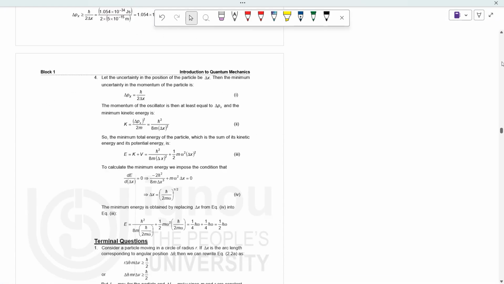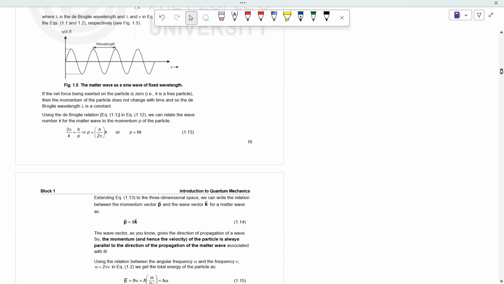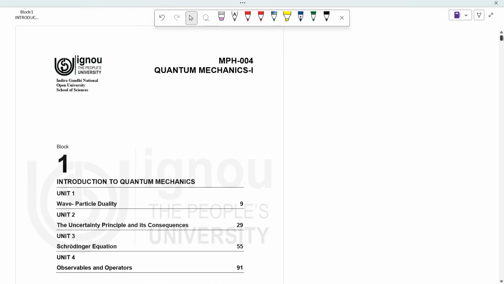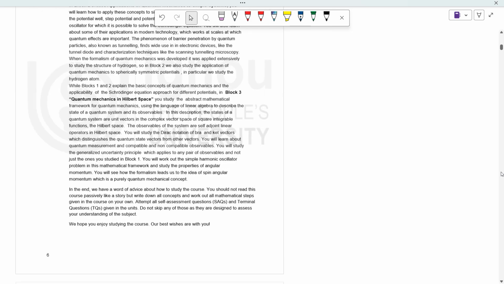So I will advise, if you have this book, please open this book along with this video so that it is convenient for you. I will explain each chapter of this book, but my more focus will be on the numerical portion. So let us start. First chapter of this book is the wave particle duality.